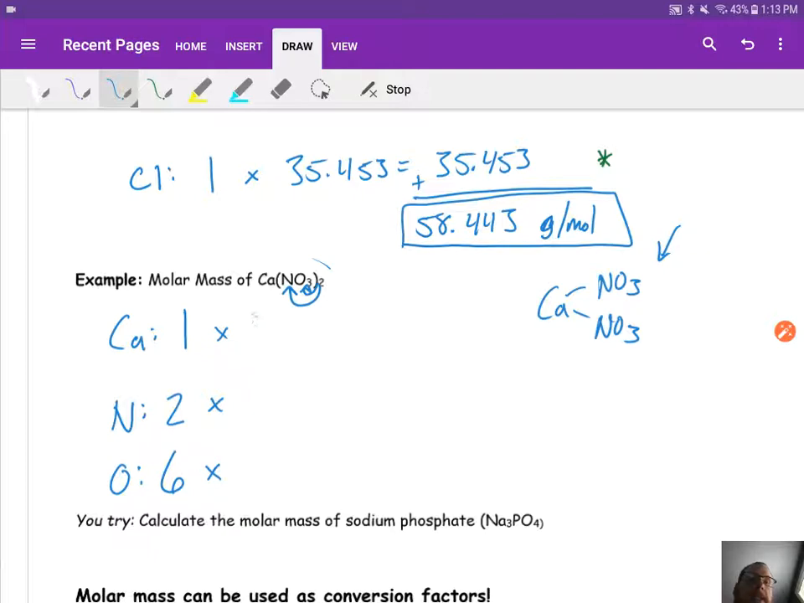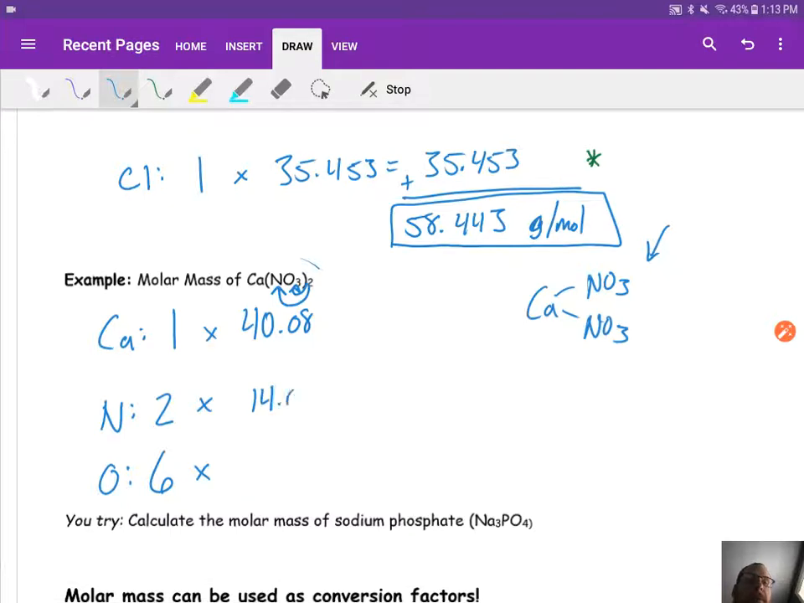So on the periodic table, we see that calcium is 40.08, nitrogen is 14.01. Notice I have just rounded to 2 decimal places. Okay, and oxygen is just going to be 16.00. A lot of these you will start to memorize the more that you use them.